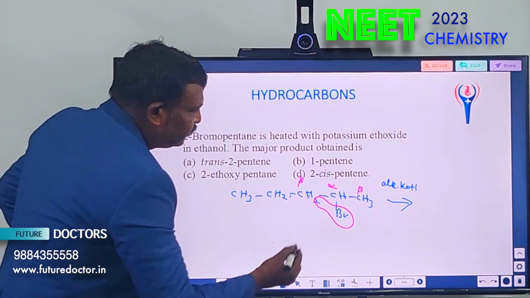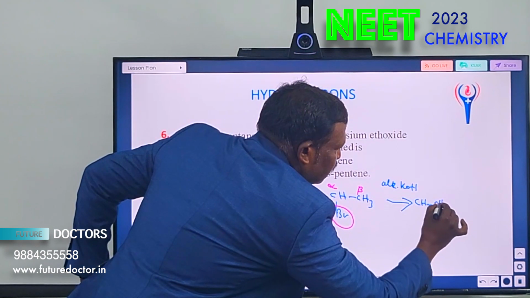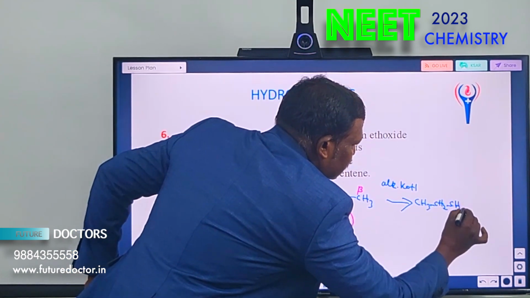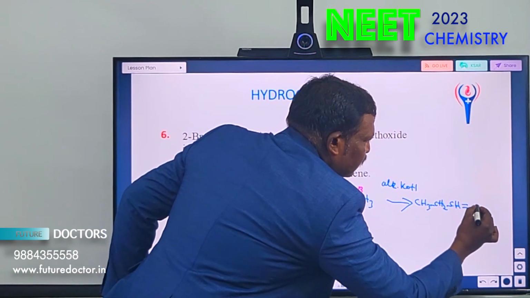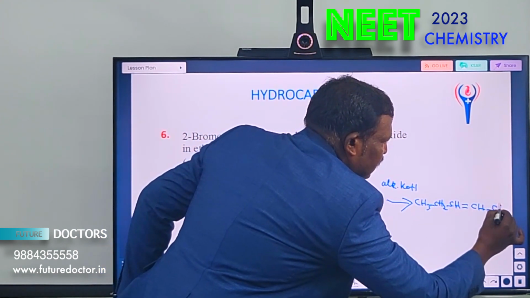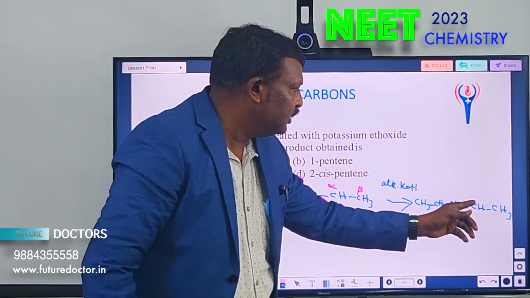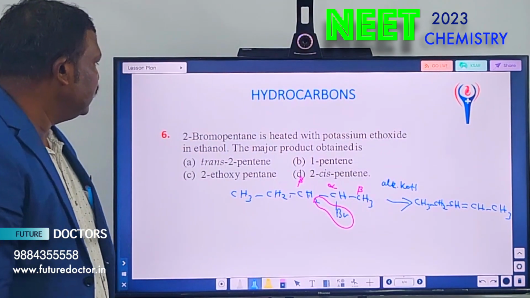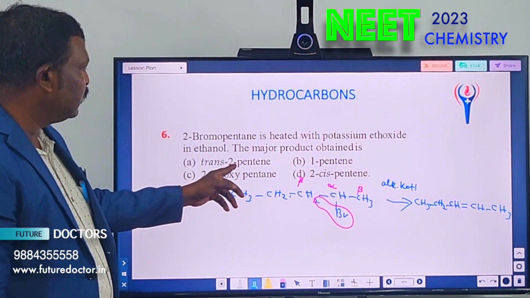So the product will be CH3, CH2, CH, CH, CH3. Understood? The double bond comes in between these two, no? When you give the number from right to left, 1, 2, 3, in between 2 and 3. So pent-2-ene. This is pent-2-ene, this is the answer.